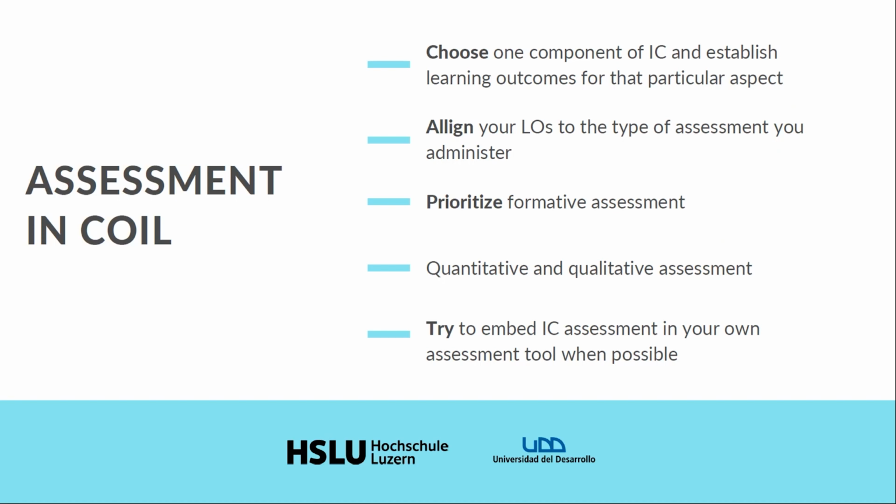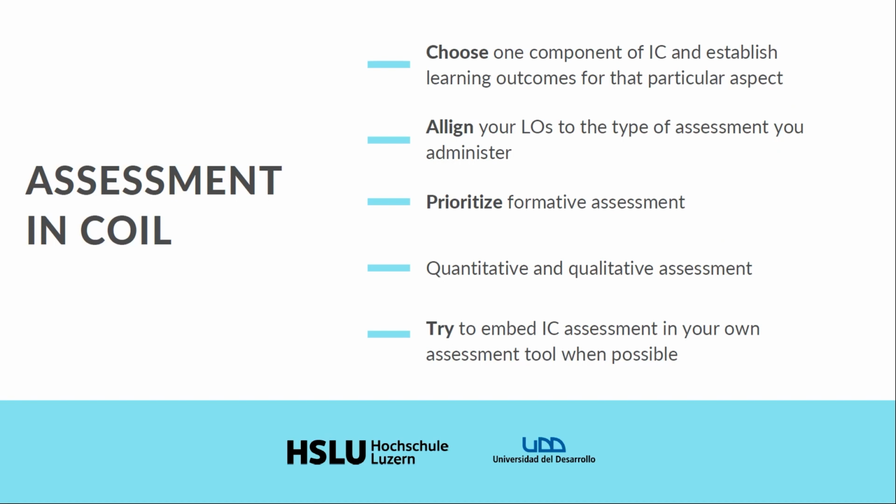Remember that this is just one outcome of the collaboration, but the collaboration has disciplinary outcomes that you want students to reach. So this is just one part of it. When you do COIL together with another professor, you establish learning outcomes also from your discipline, from your course. And this will be just one of them, not the only one. That's important.